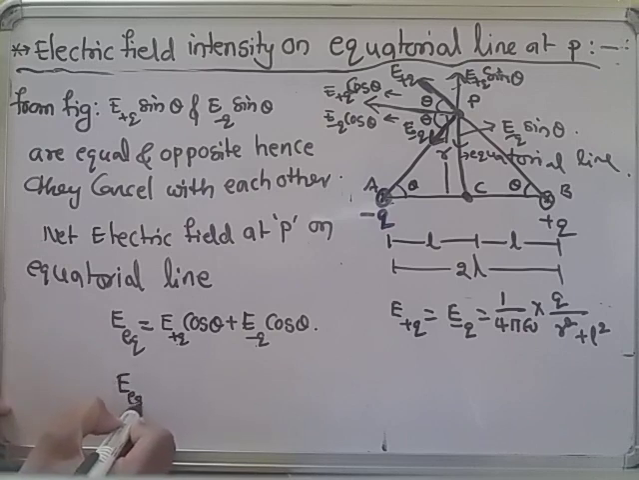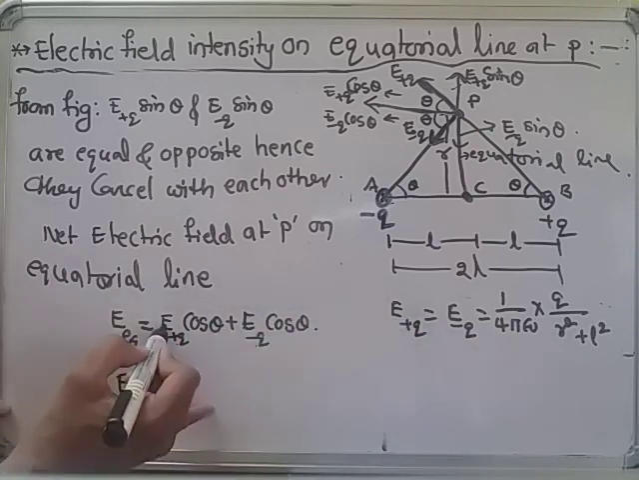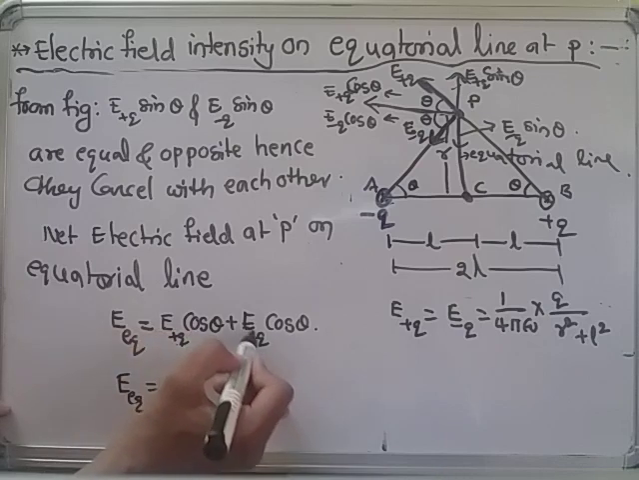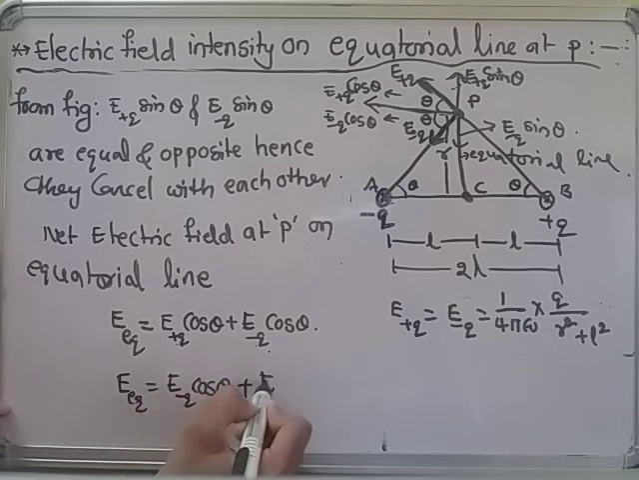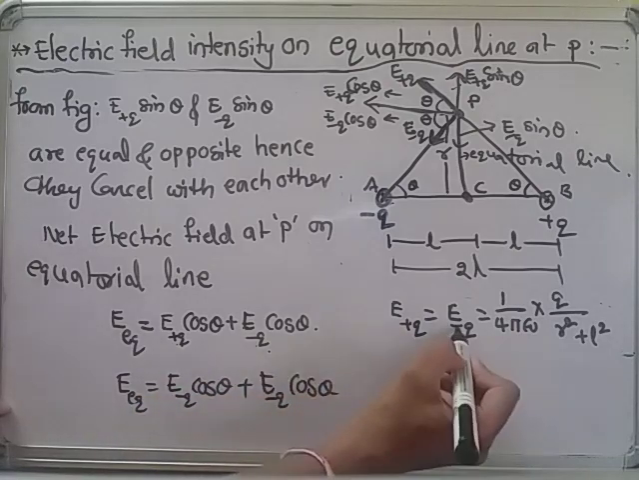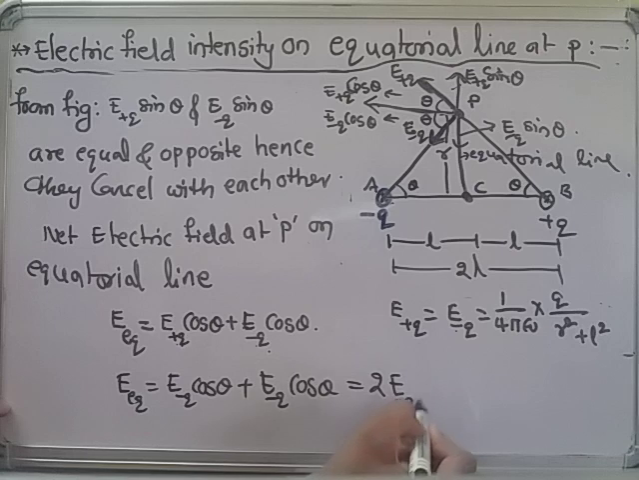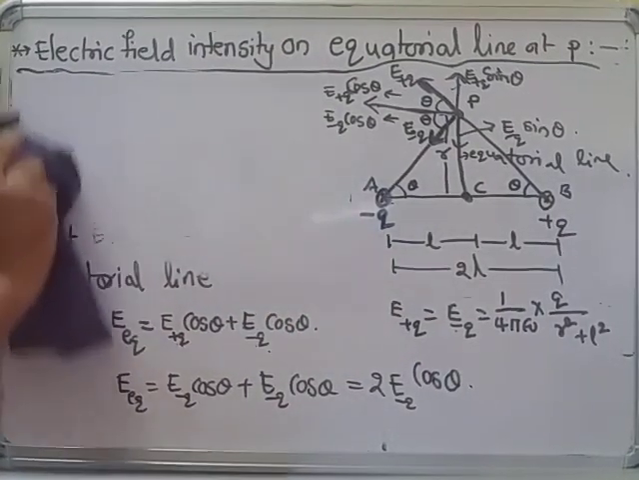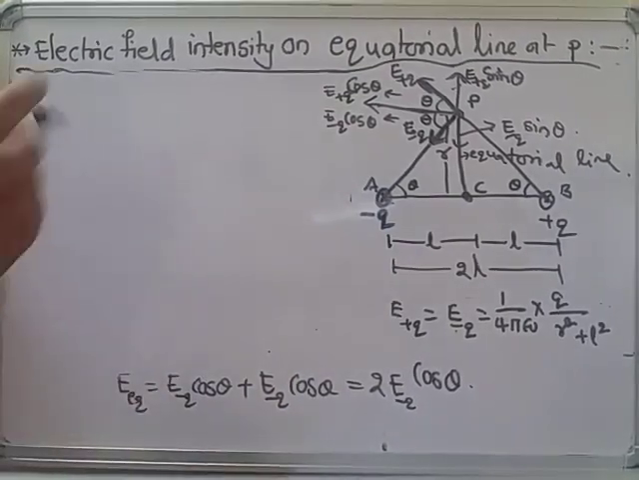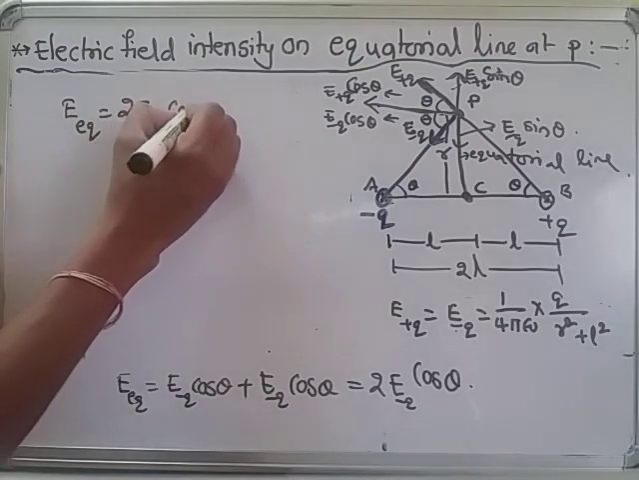Now here we write E plus Q also as E minus Q. If you write here E minus Q cos theta, this is also E minus Q cos theta, then what you will get? E minus Q cos theta plus E minus Q cos theta. Since E plus Q equal to E minus Q, we will get 2 into E minus Q cos theta. Now net electric field intensity on the equatorial line is 2 into E minus Q cos theta.